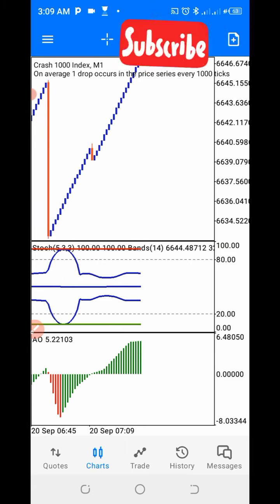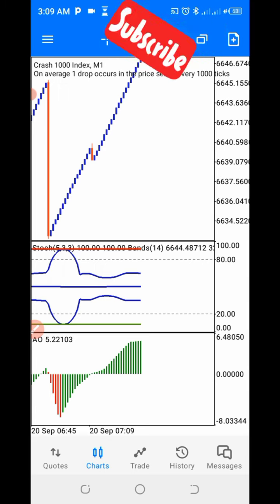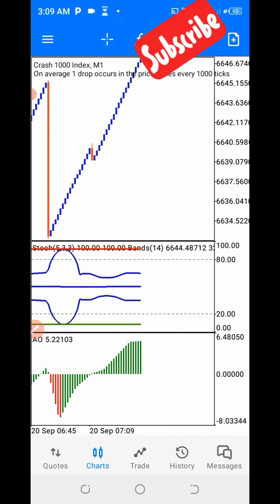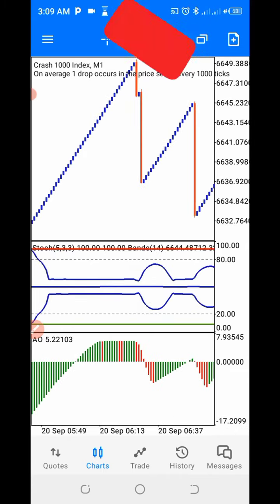Then the second condition was our zoom level, right? So we are using zoom level 2. So once you have been able to set it up like this, you have something like this. So now for the condition, how do you use this strategy?